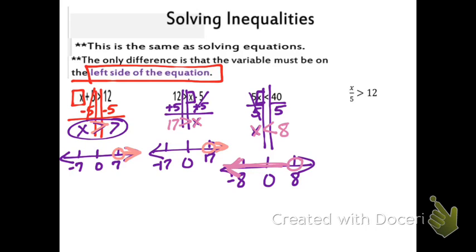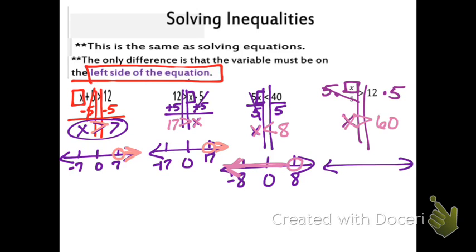Okay, last one. So we have x divided by 5. So we're going to multiply by 5 on each side. Do you think you have to show me all those steps? Yeah. You are correct. You do. So we have x is greater than 12 times 5 is? 60. Okay, quick graph.